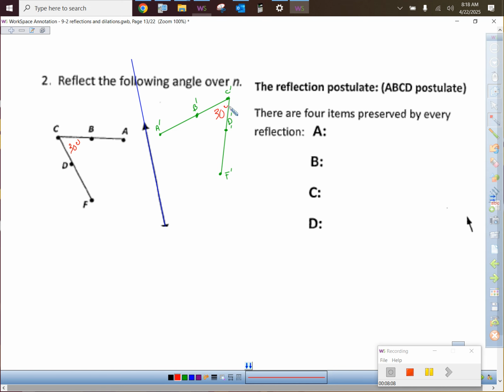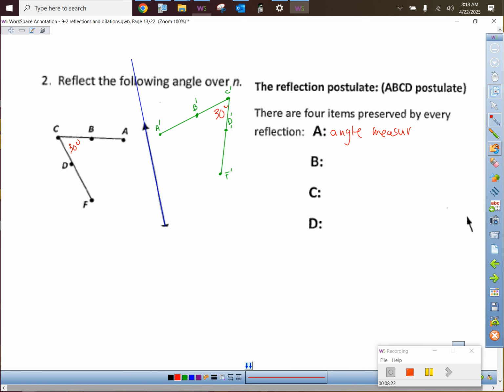Because angle measure is preserved. Angle measure is preserved by every reflection. If the original angle is 30 degrees, the new angle is going to be 30 degrees. Talk to me about this.